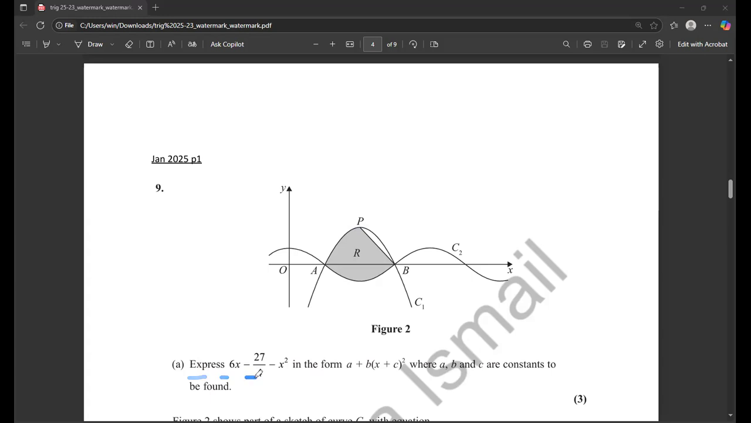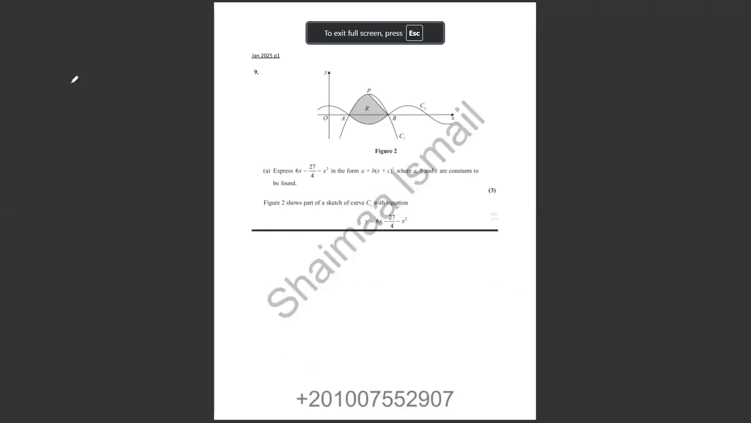Express (6x minus 27) over 4 minus x squared in the form of completing the square. Okay, let's do this. So he needed it in the form of completing the square. First of all, step number 1: we have to rewrite this equation again. So we have to write it minus x squared plus 6x minus 27 over 4.